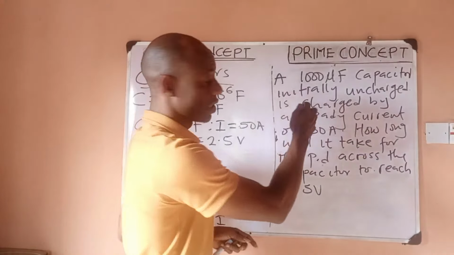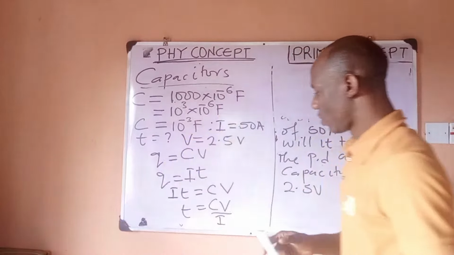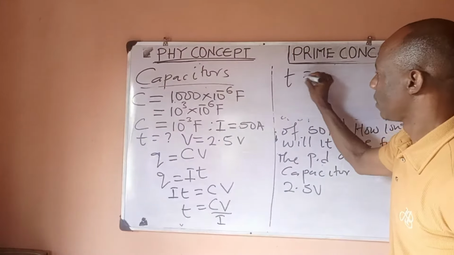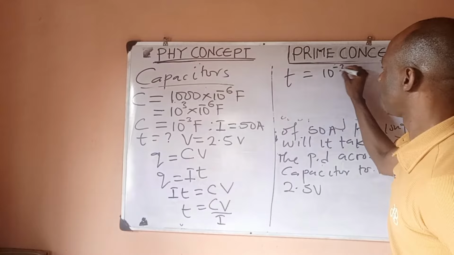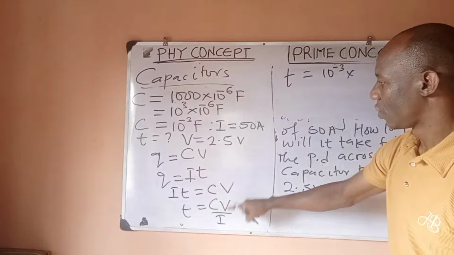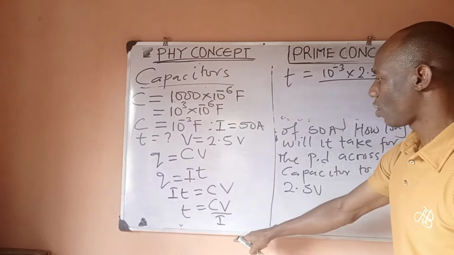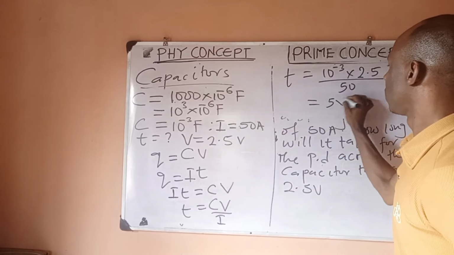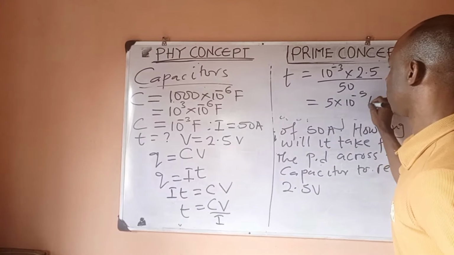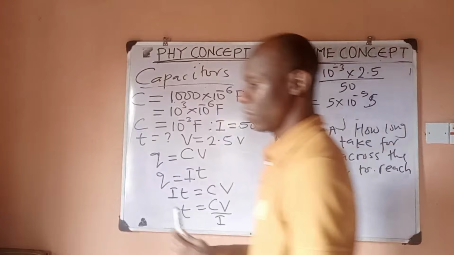So I'm rubbing the question. I would have space. So my time T is going to be C, which is 10 to the power minus 3, the voltage is 2.5, divided by my current, and my current is 50. So punch for me. 5 times 10 raised to the power minus 5. Minus 5. Yes. Seconds. So you see that the capacitor charged within a very short time.